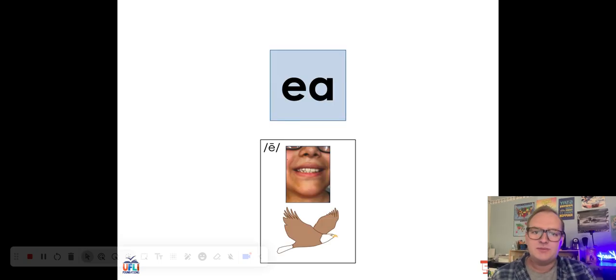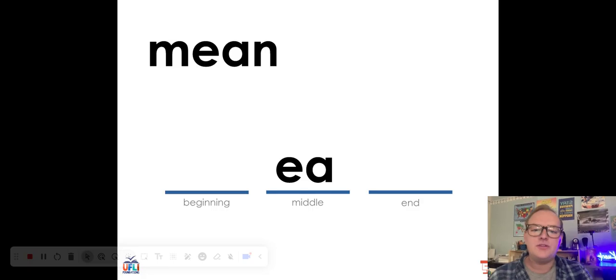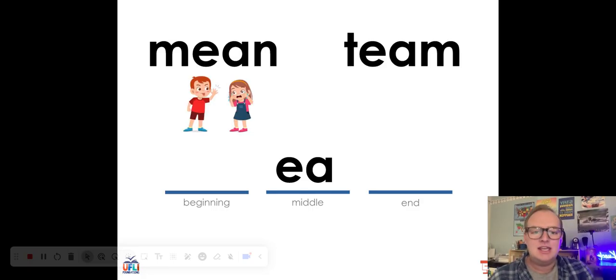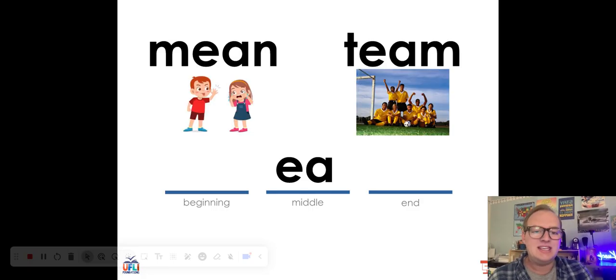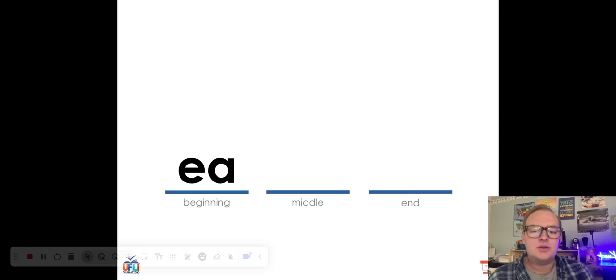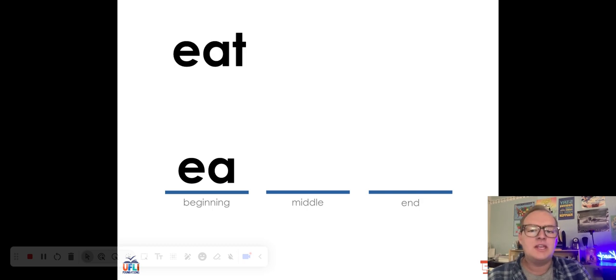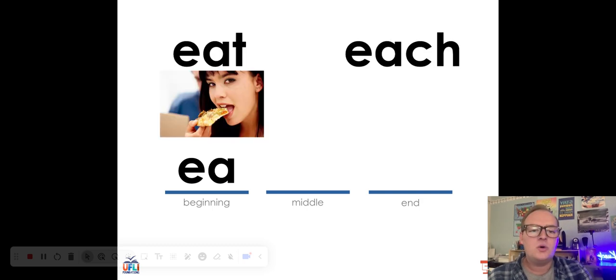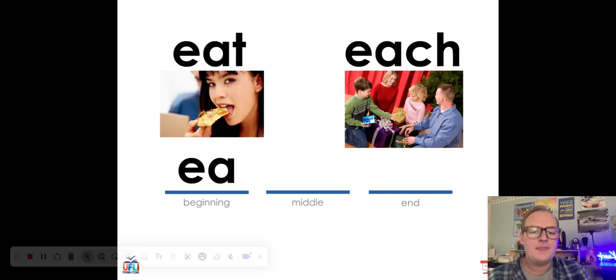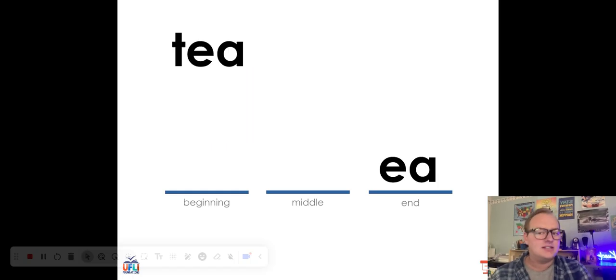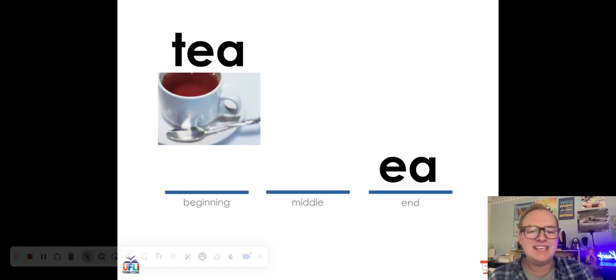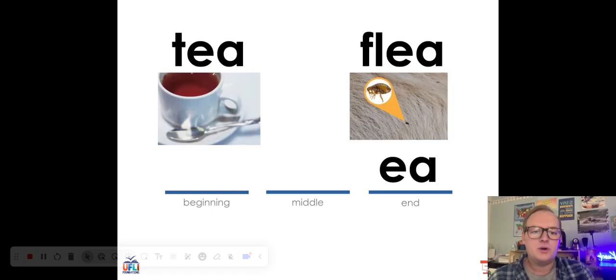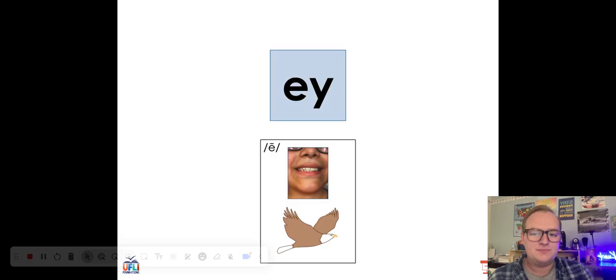The next vowel team that we discussed was EA. EA spells E, like in the middle of the word mean, in the middle of the word team. EA can also come at the beginning, like in the word eat or each. And it can also come at the end, like at the end of the word tea or the word flee.